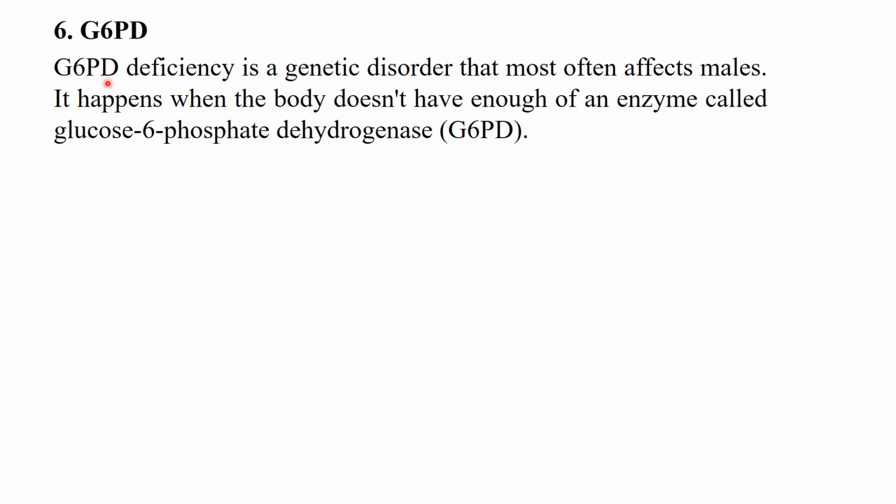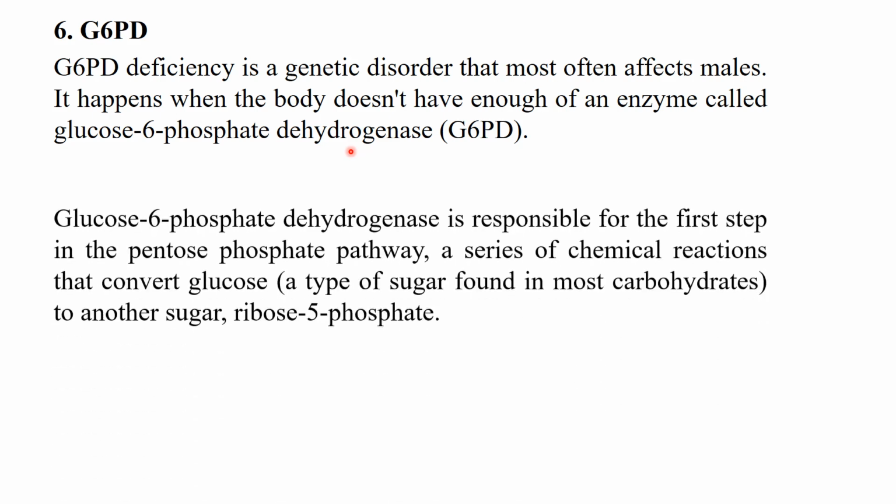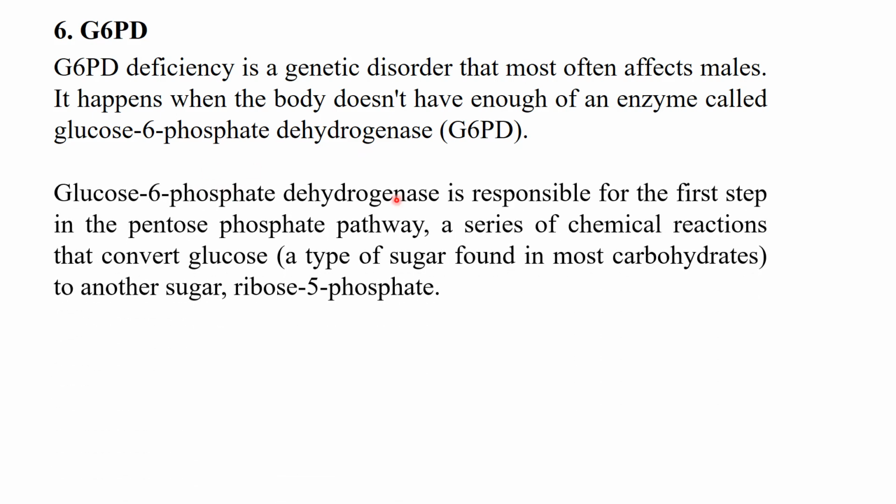G6PD deficiency is a genetic disorder that most often affects males. It happens when the body does not have enough of an enzyme called glucose 6-phosphate dehydrogenase. Glucose 6-phosphate dehydrogenase की deficiency से G6PD disease हो रही है. Glucose 6-phosphate dehydrogenase is responsible for the first step in the pentose phosphate pathway. Pentose phosphate pathway में ये enzyme बहुत important role play करता है.